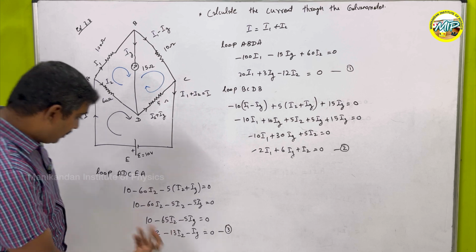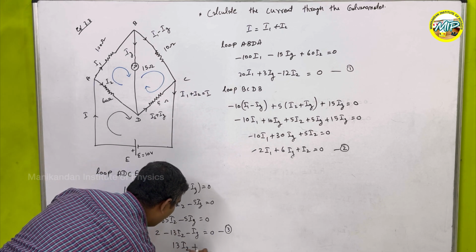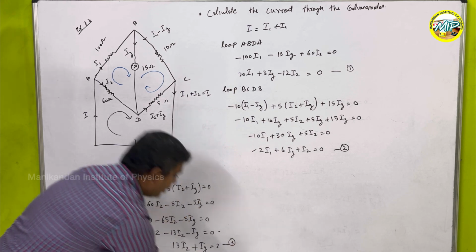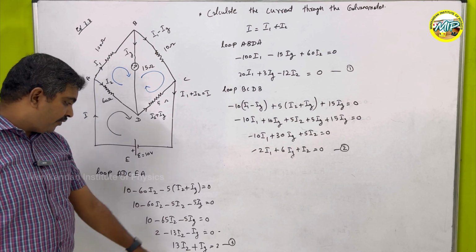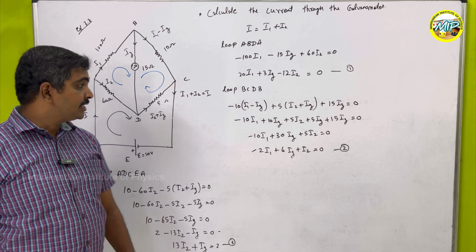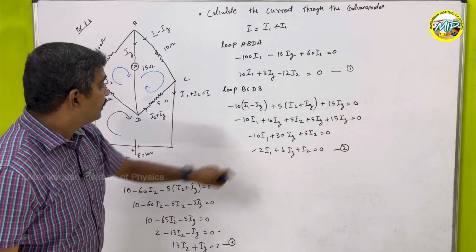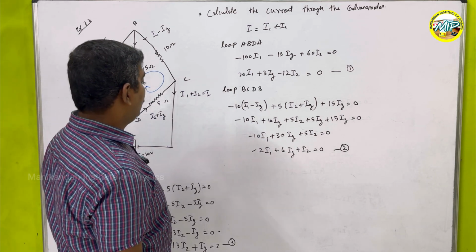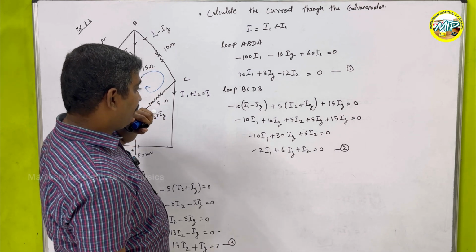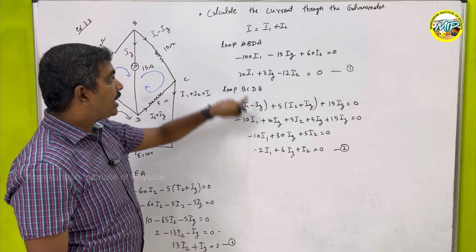So equation 3, I can simply write 13 I2 plus Ig equals 2. So this is my equation 3. If I want to find my Ig, I should know my I2. If I know I2, I can calculate my Ig. So we'll try to find my I2 using these two equations. Now listen carefully. To find my I2 here, I just want to neglect this. So if I multiply this equation by 10 and add with this.